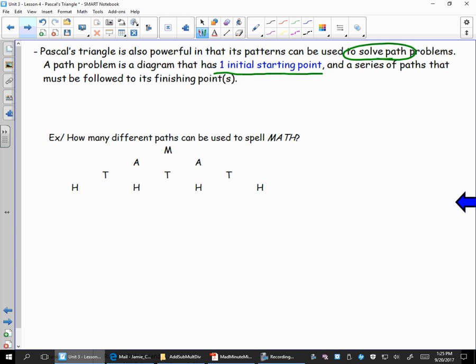So for instance, in this first example, I want to spell the word math. Well, math has to start with an M, then have an A, then a T, then an H. So if I take Pascal's triangle, I can replace my letters with their values. My starting point, there's 1. I have to start with M. And then it can go this way. There's one way to get there. Or I can go this way. There's one way to get there. And once I get to the first A, I can go to the next T.